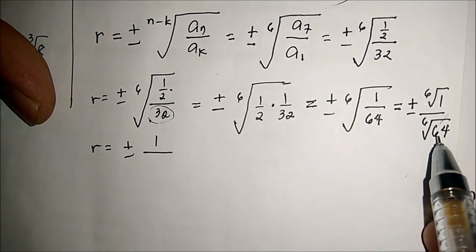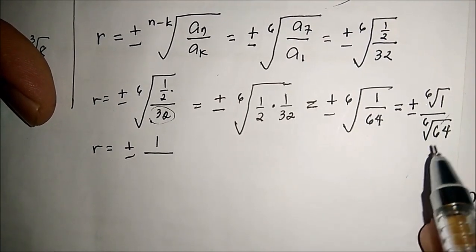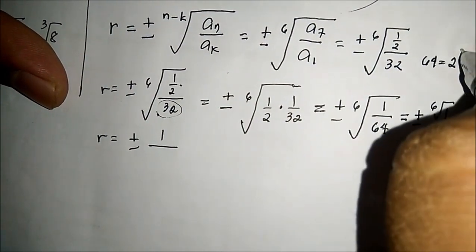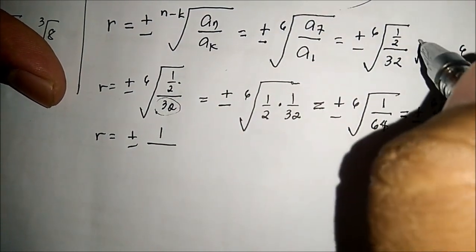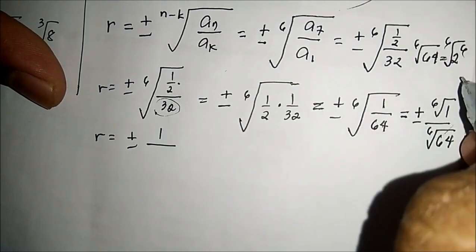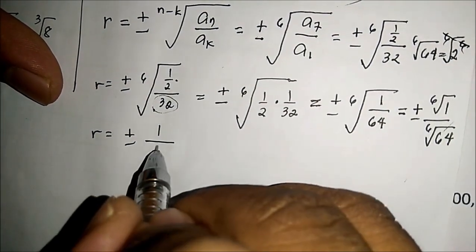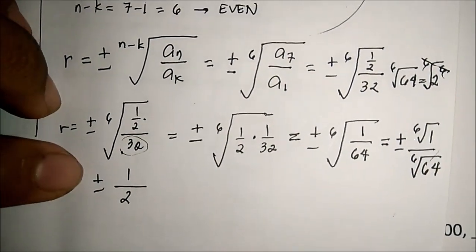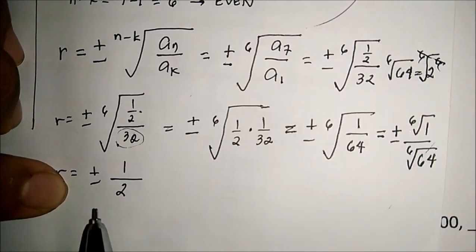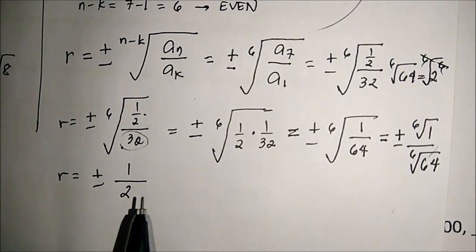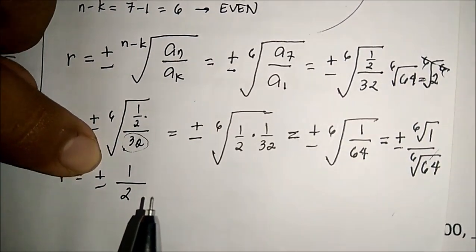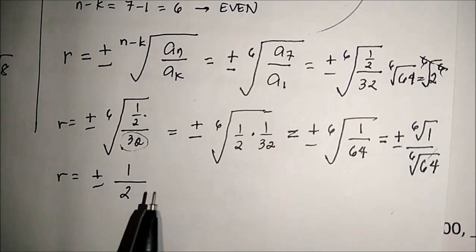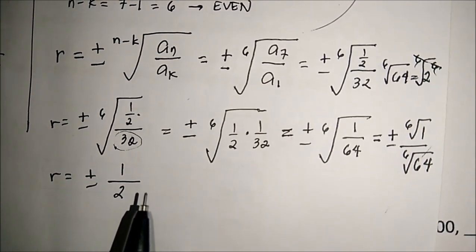We know that 64 is 2 raised to 6. So 64 is equal to 2 raised to 6. That means the sixth root of 64 would be, cancel this, 2. So therefore, the common ratio is either positive 1/2 or negative 1/2. So as you can see, if n minus k is even, there are two possible values for the ratio. One is positive, the other is negative. So that means we have to get two sets of geometric means.